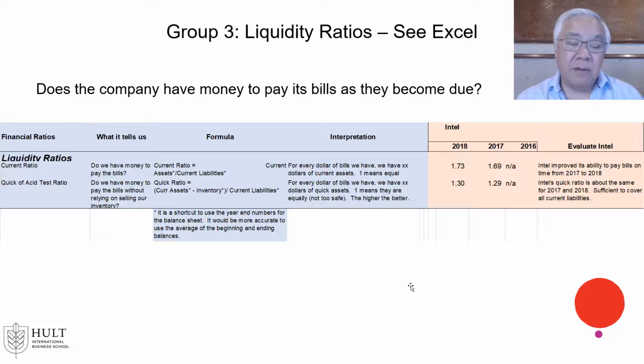Group 3, let's look at liquidity ratios. Do we have the money to pay our bills as they become due? We pick 2 to represent this group of liquidity ratios.